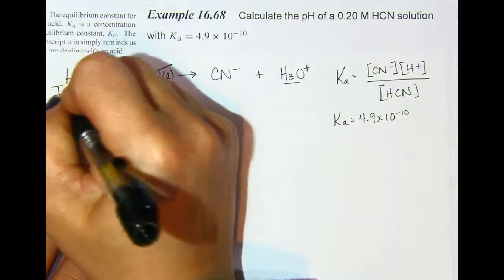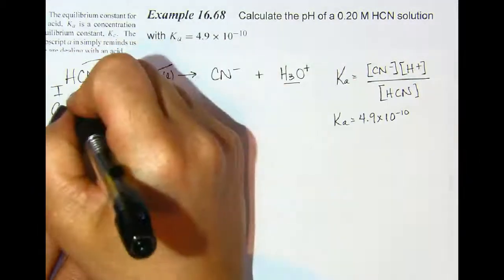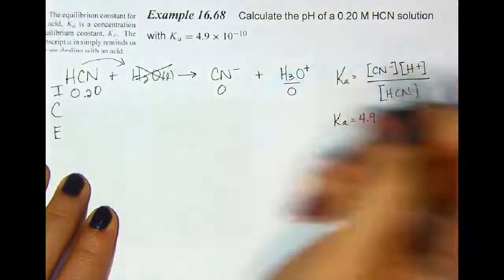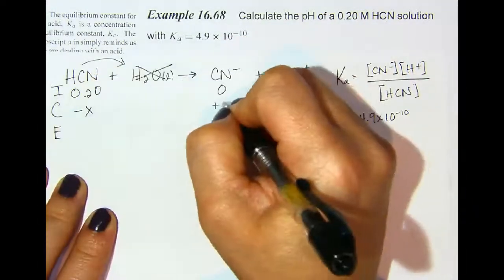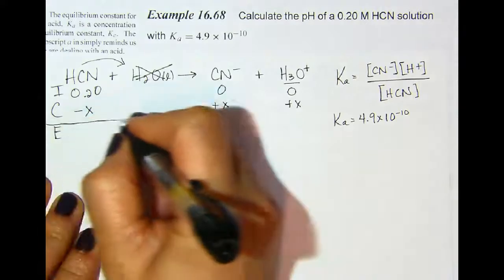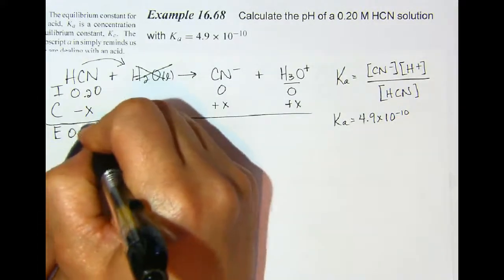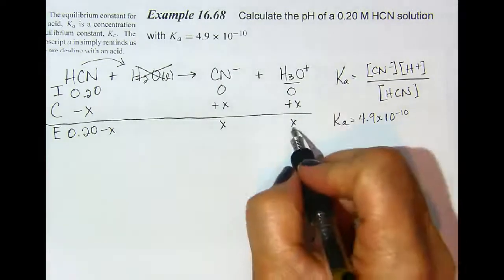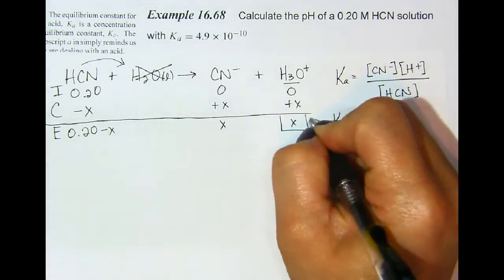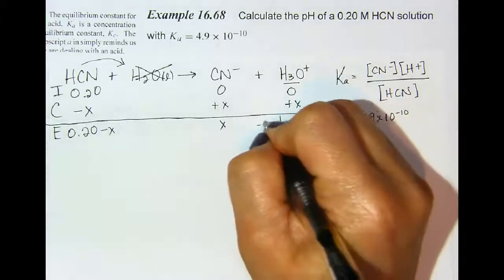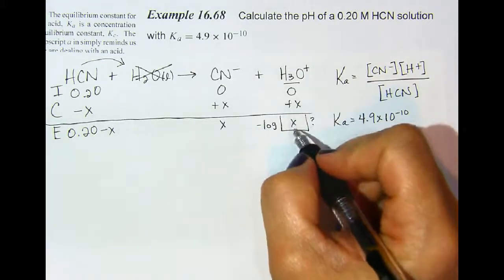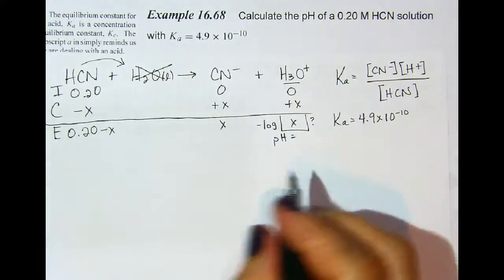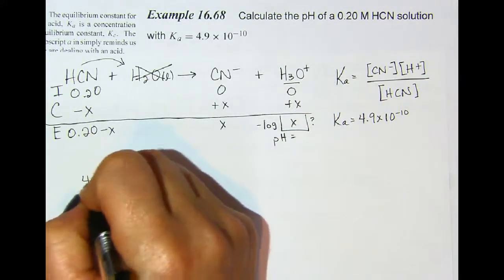So when we set up our ice table, we have a 0.20 molar solution to start, and we assume that these are 0. This will be minus x, this will be plus x, plus x. So at equilibrium, we have 0.20 minus x, x, and x. So we need to find out what this value of x is, because once we know that, we can take the negative log of that value, since it's the hydrogen concentration, and therefore figure out what the pH equals.